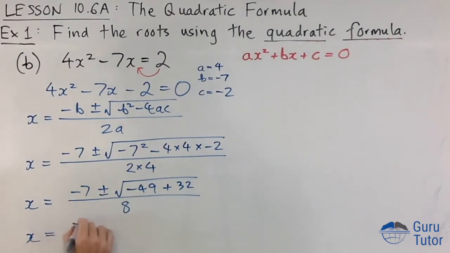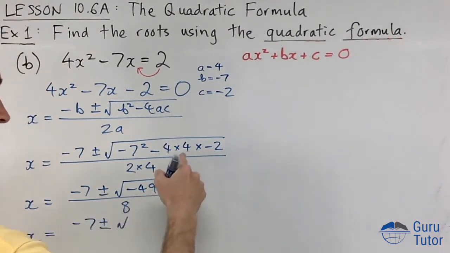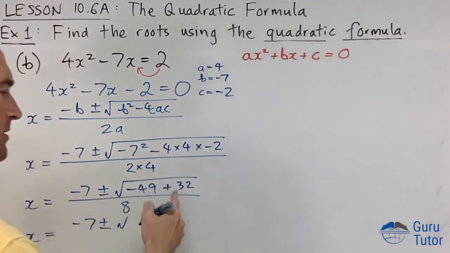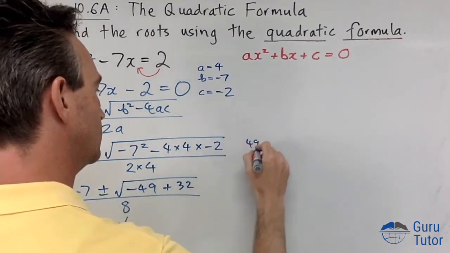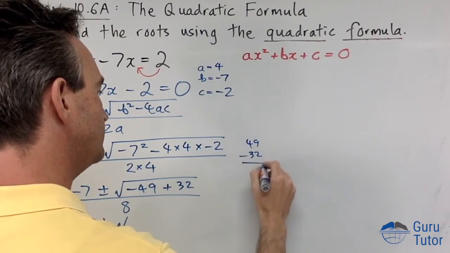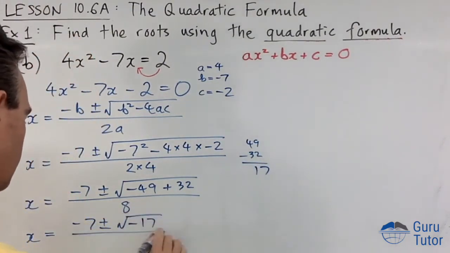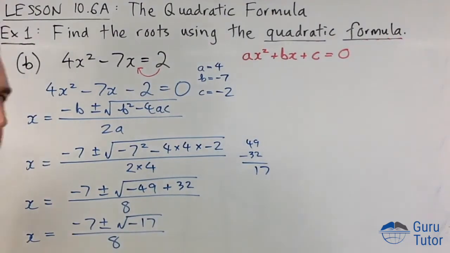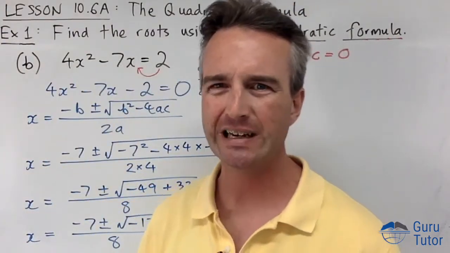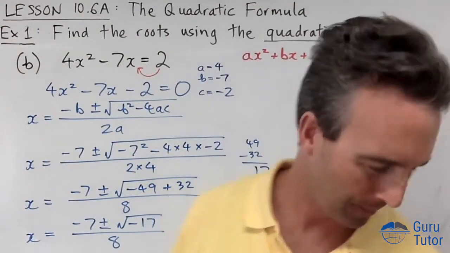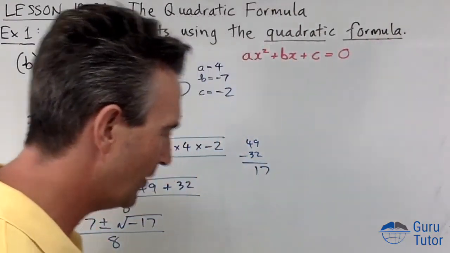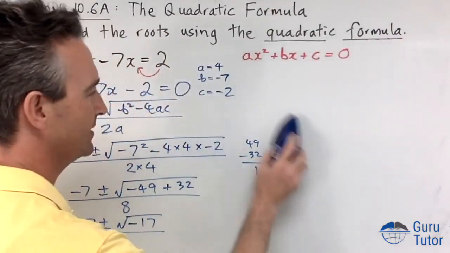X equals minus 7 plus or minus the square root of, so 4 2s are 8. Minus 49 plus 32. Okay, so 49 minus 32, 17. Oh dear, I've got the square root of a negative. We can't do that. Something's wrong. Okay, did you figure it out? There are two things wrong with this.